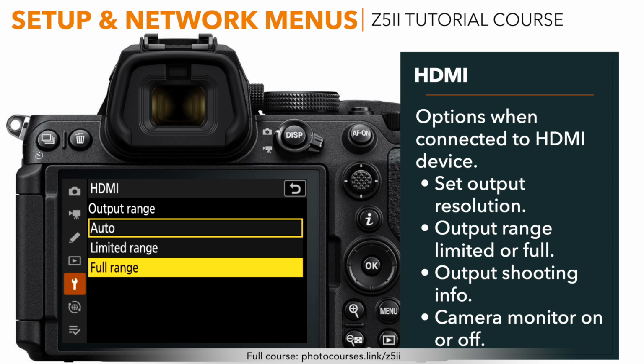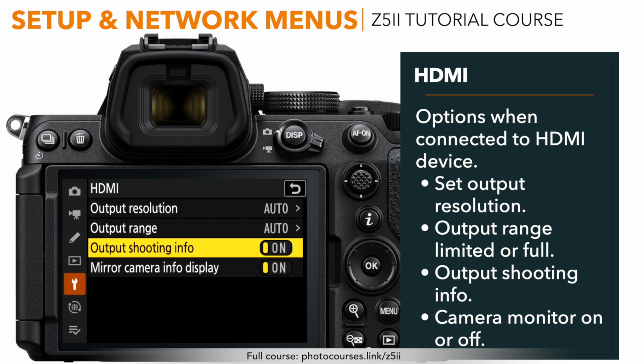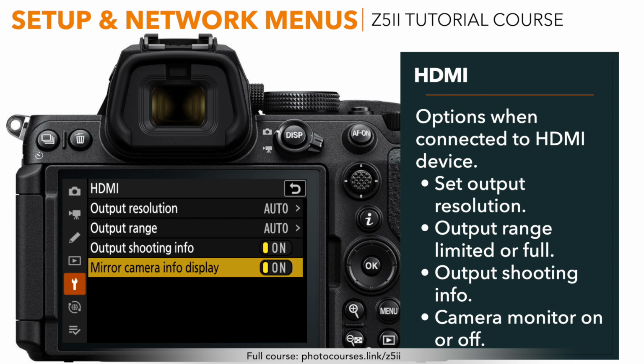If output shooting info is on, that's going to send all of the icons and information overlays that you see on your camera screen to your HDMI device. You'll want to keep this off for a clean image. If it's on, that's actually how I'm recording the monitor right now, is by having this on. Mirror camera info display, if that's turned off, that is going to turn off the camera monitor when an HDMI device is connected.